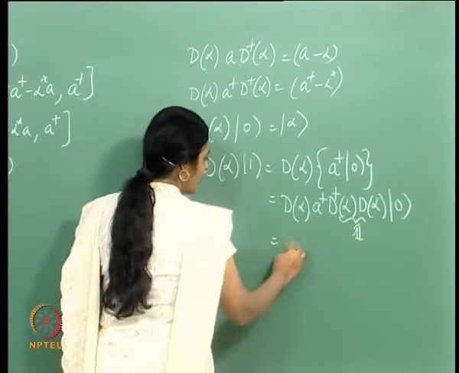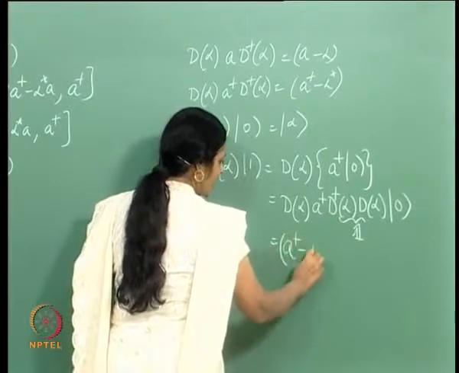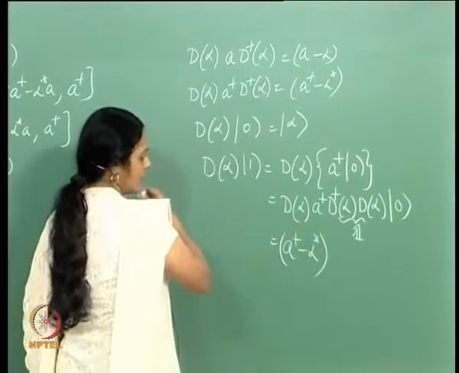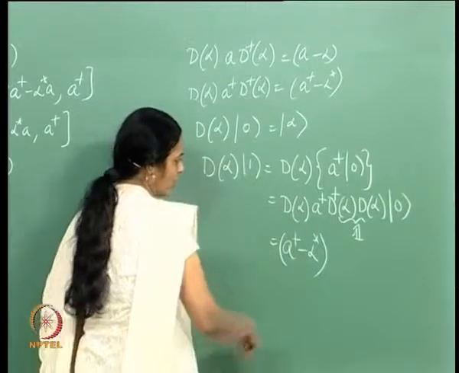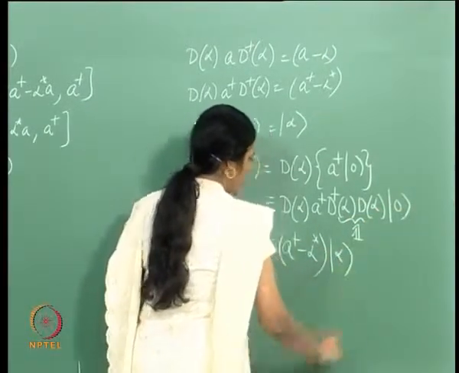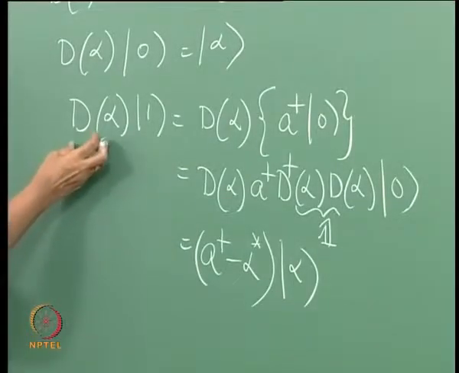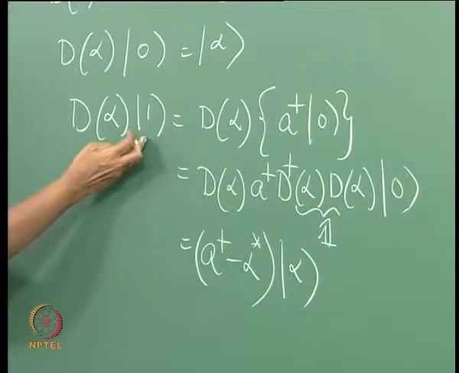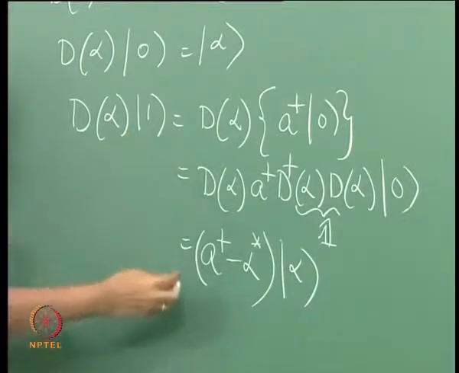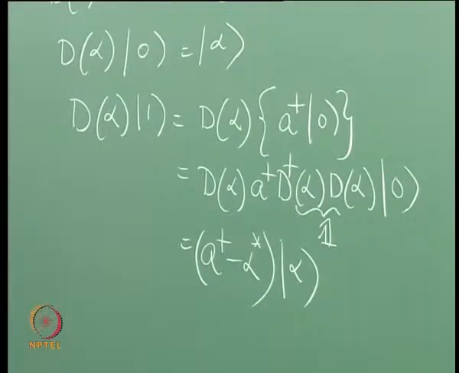I use the fact that D of alpha A dagger D dagger of alpha is A dagger minus alpha star, an identity which I have just now proved. Then there is a D of alpha acting on ket 0, which gives me ket alpha. So you see this state, D of alpha acting on ket 1, can be got from ket alpha by applying A dagger minus alpha star.